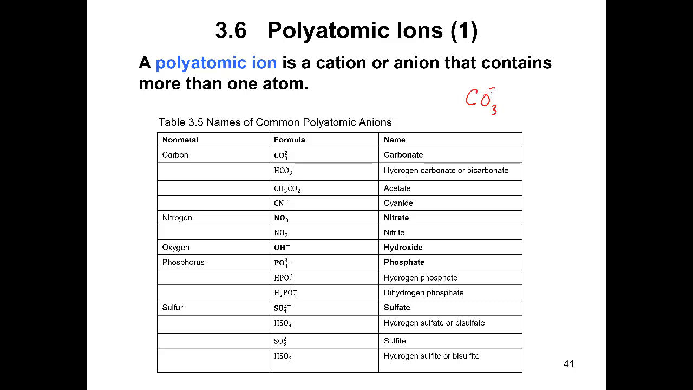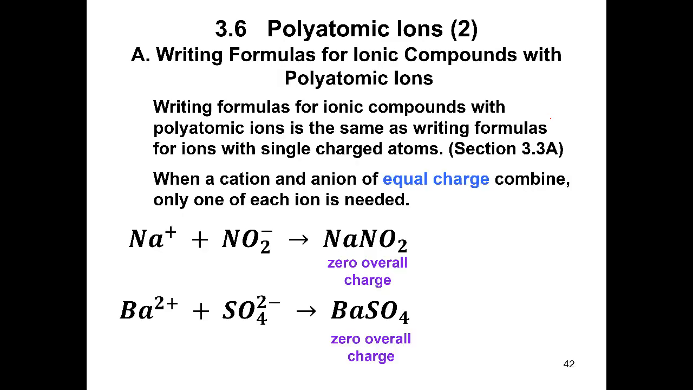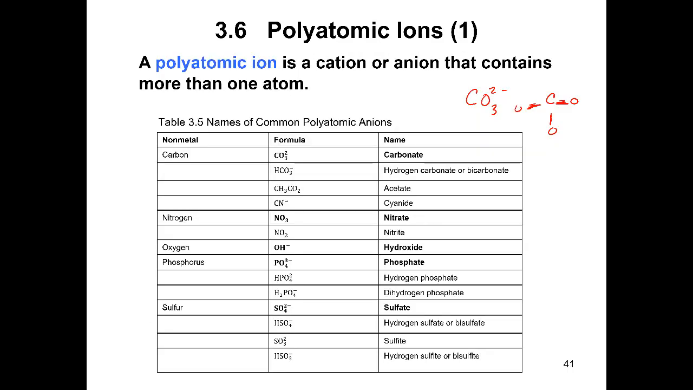When you see CO3 2 minus, what CO3 2 minus really is, is a carbon attached to 3 oxygens. And those bonds that you see right there, those single bonds, are actually covalent bonds. All right, and this whole thing has a -2 charge. And so this whole thing stays together and moves as an ion. Okay, does that make sense?